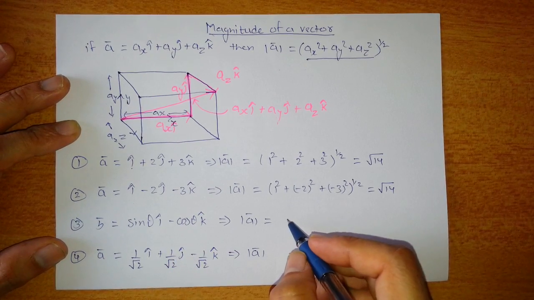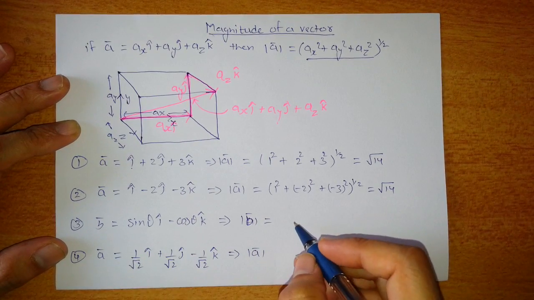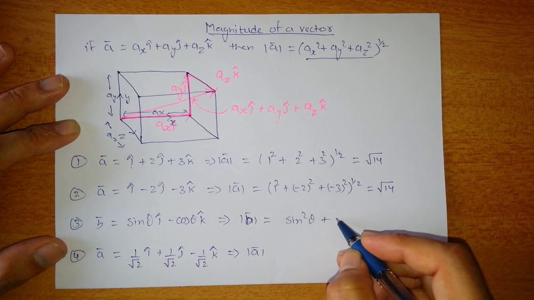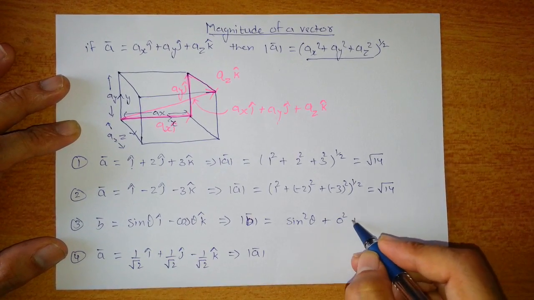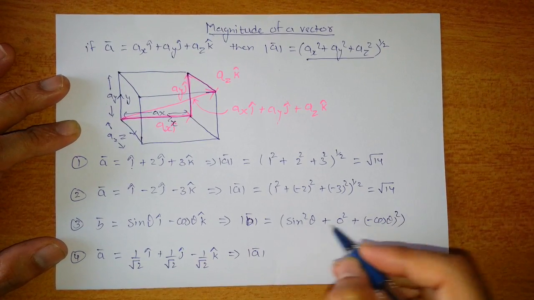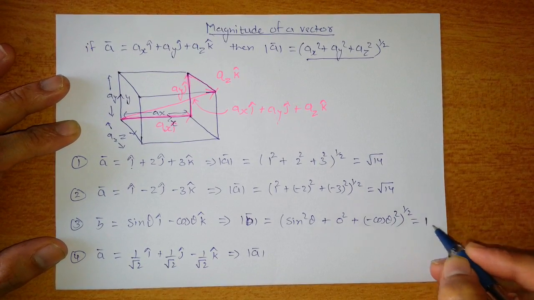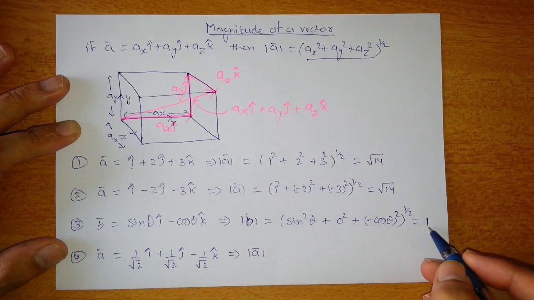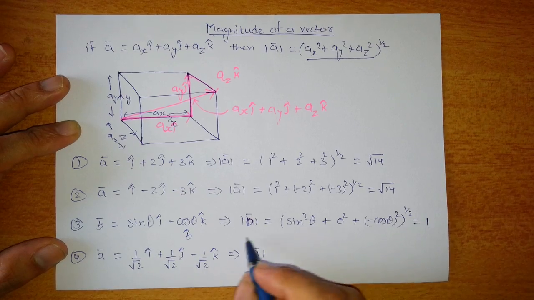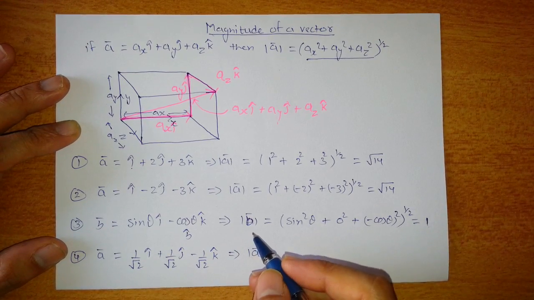In the next example, there's no j cap, or we can say the y component is 0. So the magnitude of vector B, I have just given another name, will be the square of the x component plus the square of the y component, which is 0, plus the square of the z component, which is minus cos theta, and whole root of that. As we already know, sin squared theta plus cos squared theta is 1. So this is a vector of magnitude 1 unit. We can also call it B cap. Any vector which has unit magnitude is called a unit vector.